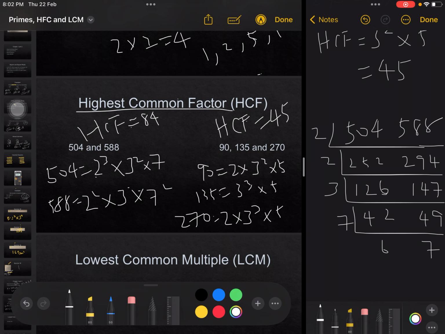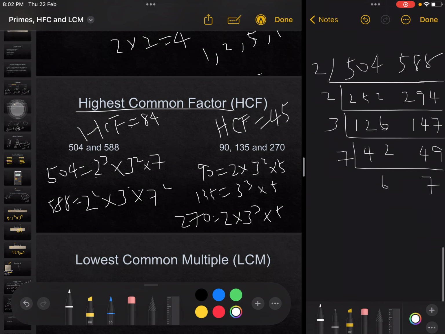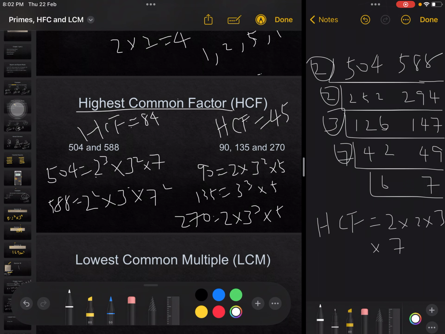Okay, correct. So once they cannot be factorized anymore, let's say there are no more numbers that they can divide by, the highest common factor will be all these factors multiplied together. So HCF equals 2 times 2 times 3 times 7, which is 4 times 3, 12 times 7, 84. Okay, you will get the same answer. Some people do it this way.